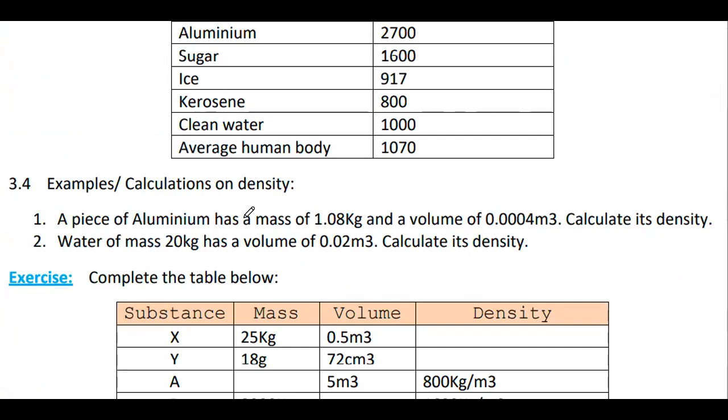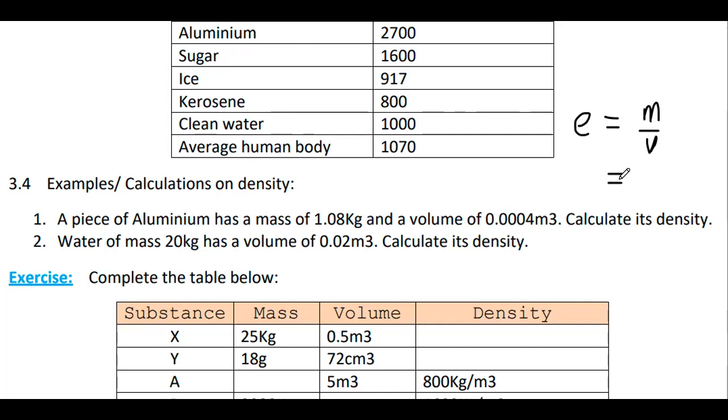A piece of aluminium has a mass of 1.08 kg and a volume of 0.0004 cubic meters. Calculate its density. So how do we calculate the density of this? We know that density is equal to, what's the formula? Density is equal to mass divided by volume, and this volume is in meters cube, and the mass here is in kilograms.